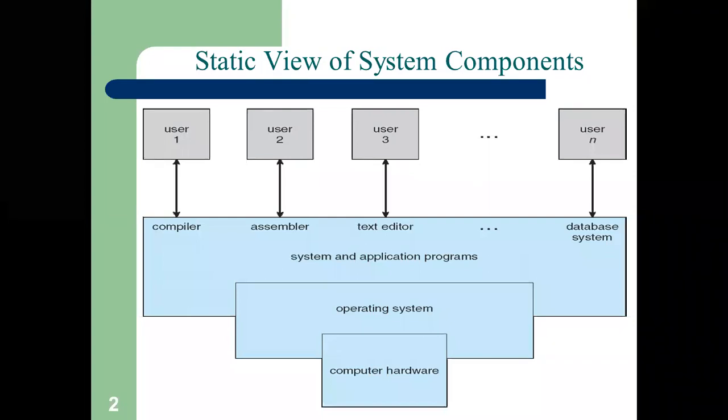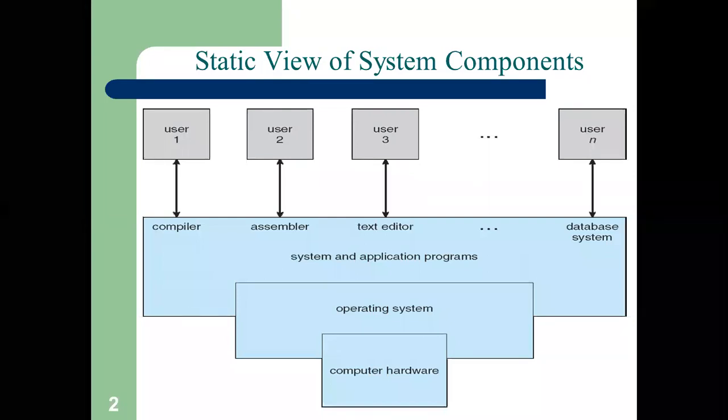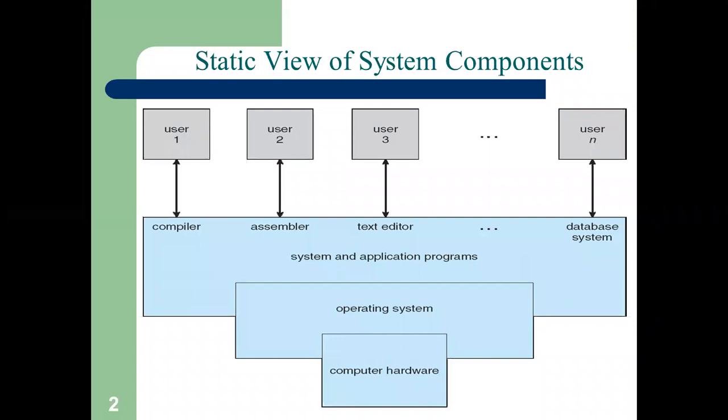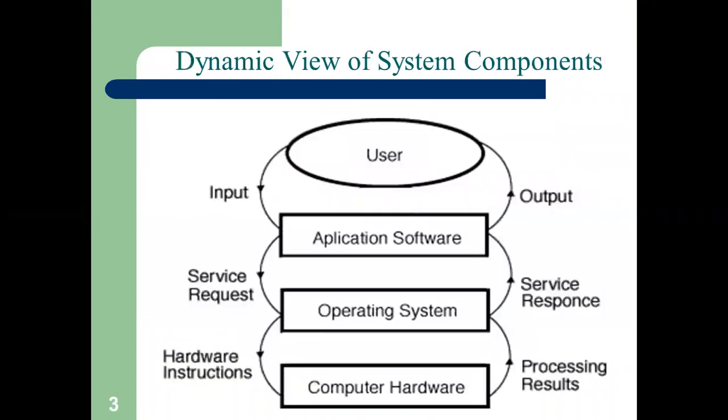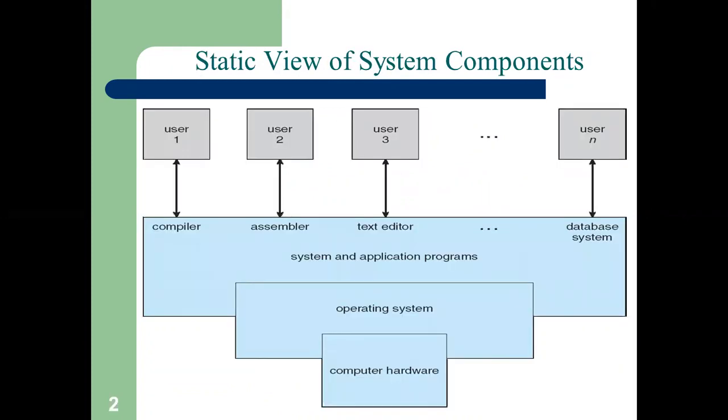Now in this diagram, there are several users who can work on the system in a multi-user environment. So this is the case. This diagram is called the static view of the system components, showing how the various components are connected. Now this is the dynamic view of the system components. The static view you have already designed, and as per your design you are using it.